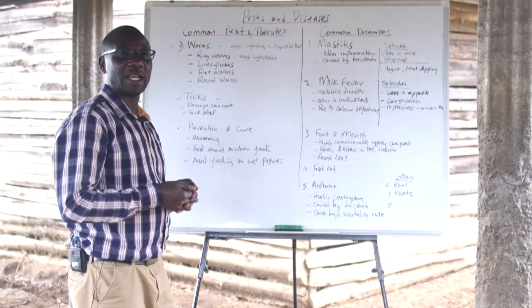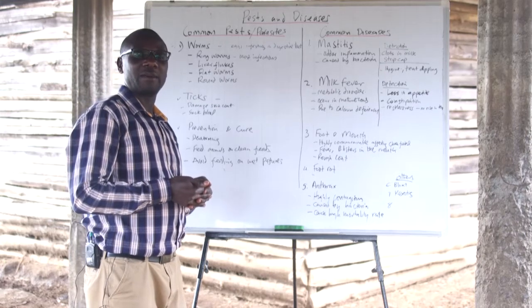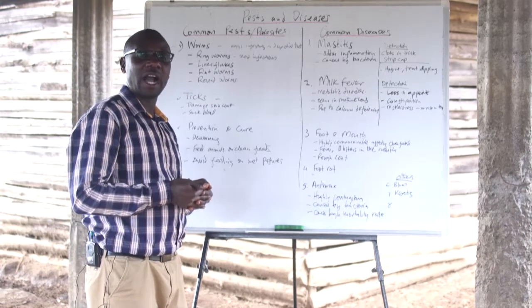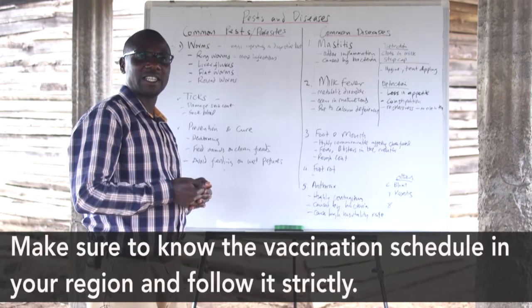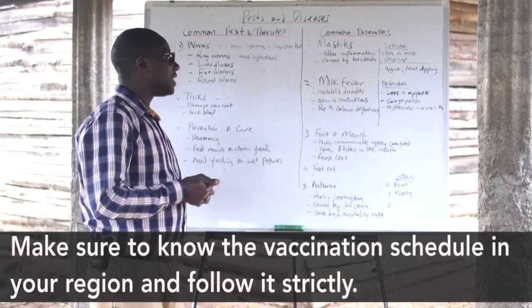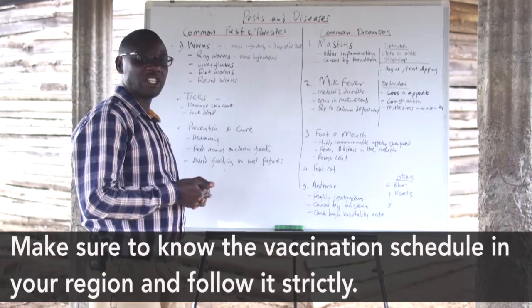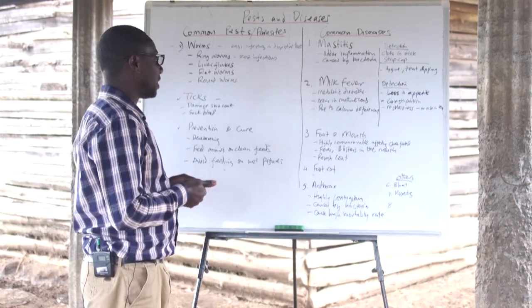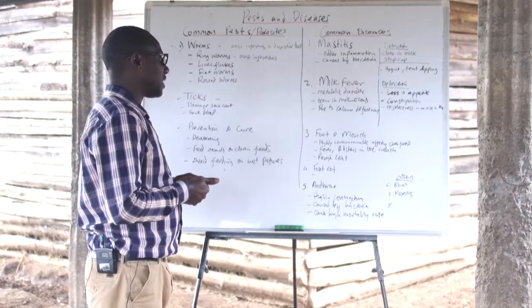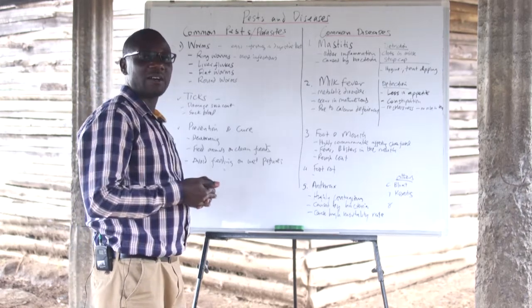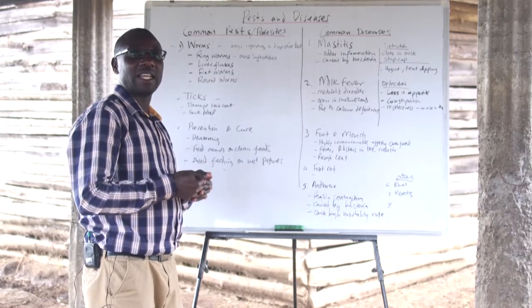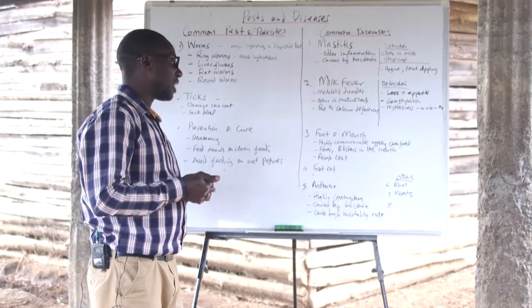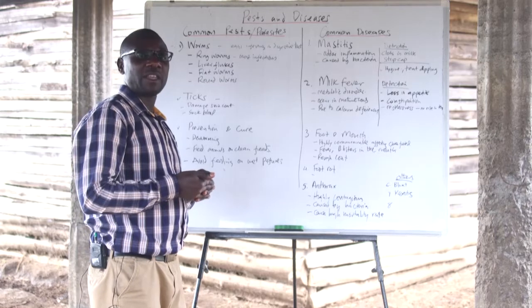Apart from routine animal health care that needs to be given to the cows, farmers should always carry out vaccinations and ensure that all the animals are vaccinated. We have major diseases that need vaccination, and one of the most common ones is foot and mouth disease, which, if animals are vaccinated at the right time, can be prevented and we can reduce the chances of the animals being infected.